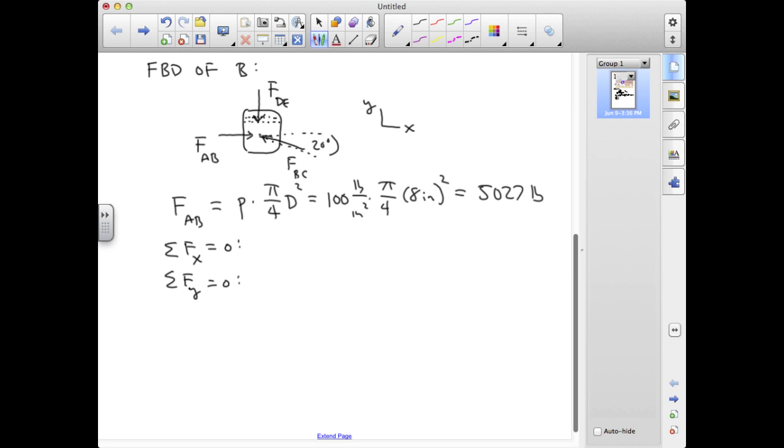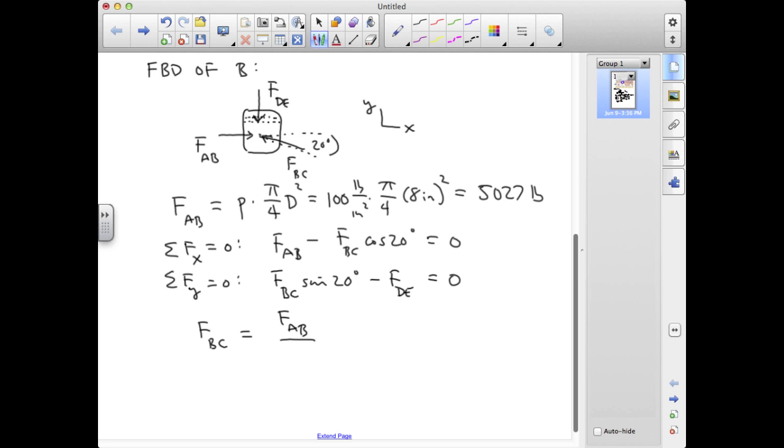Static equilibrium in the x direction requires FAB minus FBC cosine 20 is equal to 0, and in the y direction, FBC sine 20 minus FDE is equal to 0. From the first equation, FBC is FAB over cosine 20, and that number turns out to be equal to 5349 pounds.